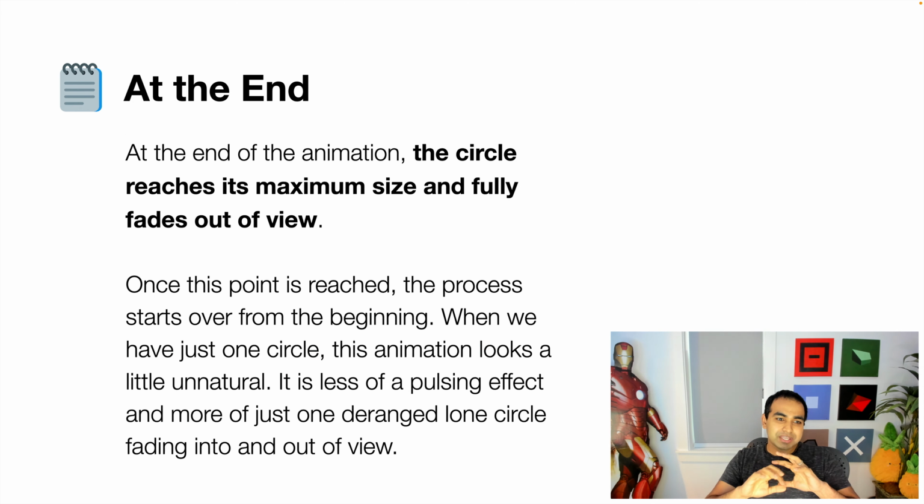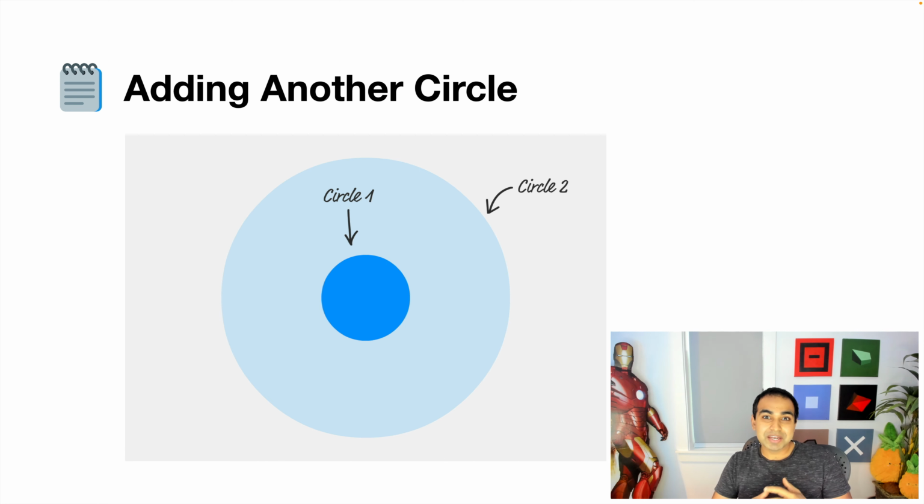Now the thing to notice is that this is a cycle. The circle reaches maximum size and fully fades out of view, and the process immediately starts over from the beginning. So when we have just a single circle, you can imagine that it's going to look a little unnatural. You'll see a single circle getting really large and slowly fading out, disappearing, and then suddenly starting back up again, where it starts off very small and keeps expanding. And it becomes less of a pulsing effect and just something that's very, very odd looking. So the solution is to add more circles.